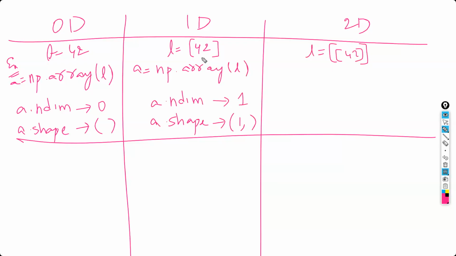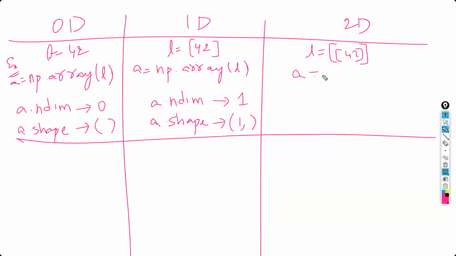What is the difference between this one versus this one? It means one more square bracket added. How many square brackets are there? That is the array. Starting from the opening, how many square brackets are there? That is the dimension of the array.